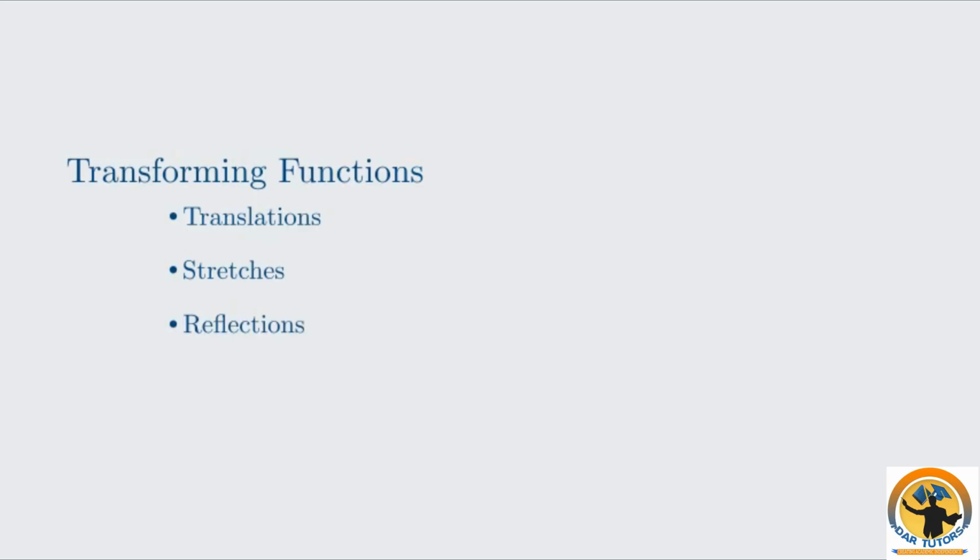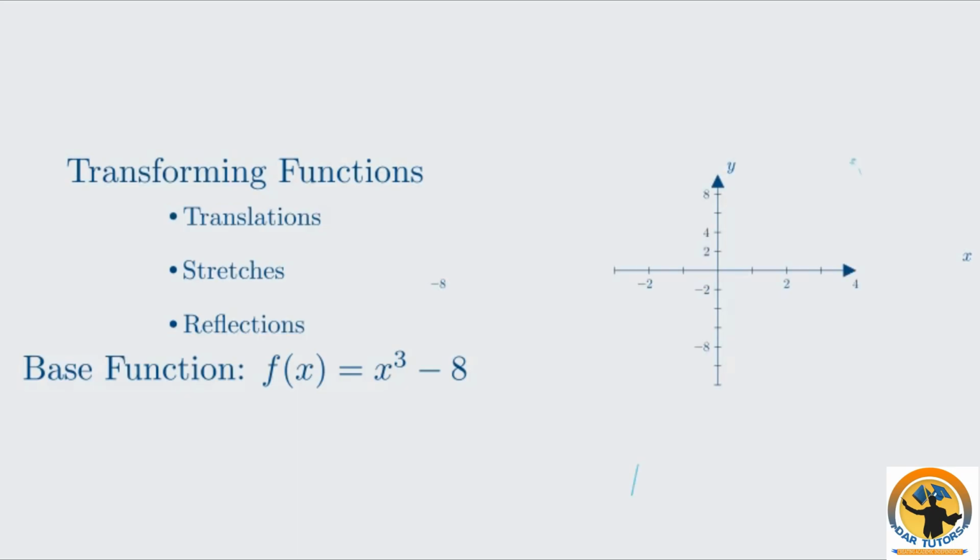Let's begin with a familiar function, our base function, which we'll call f of x. For our first example, let's use the cubic function f of x equals x cubed minus 8. Here is its graph. Notice it passes through the point (2, 0), and has an inflection point at (0, -8). Our goal is to understand how to change this graph into a new one, g of x, by applying transformations. Let's start with the simplest type, translations.